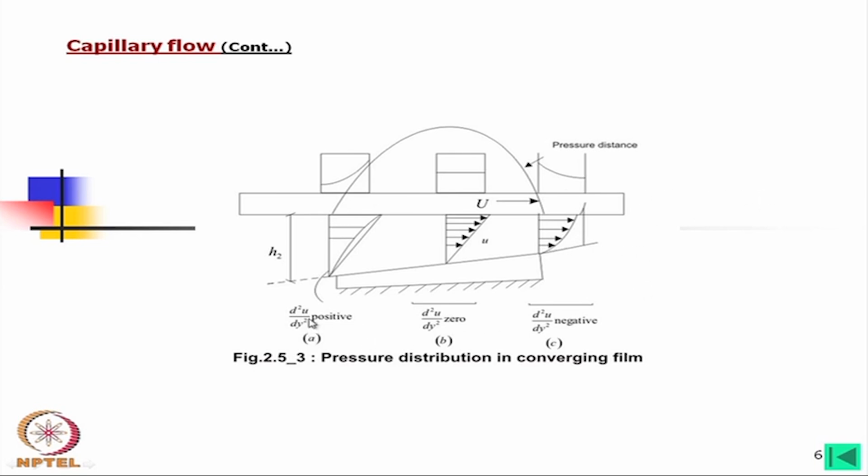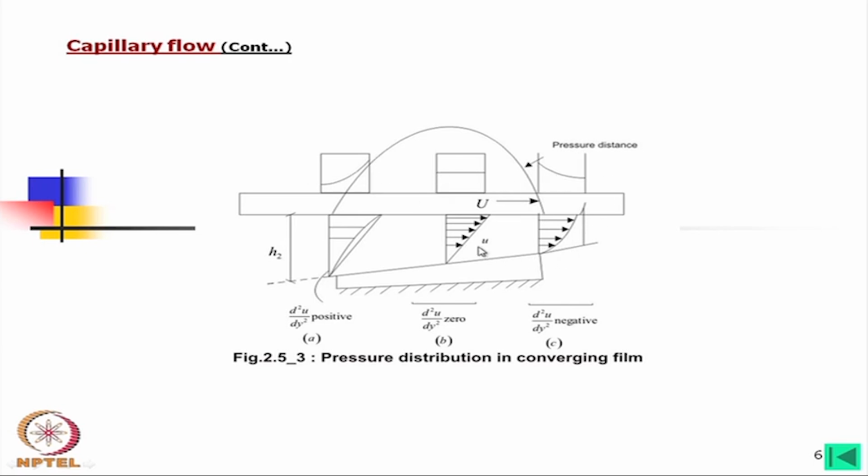Now, this means that here del square u by del y square is positive. In this case it is 0 at the middle, where the gap is h, you can say, and here it becomes negative, which is also shown in this form.